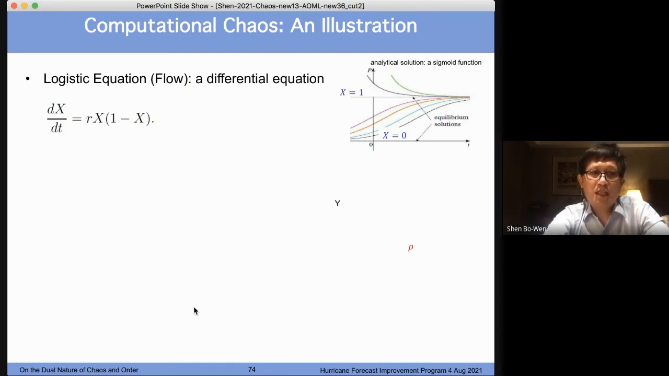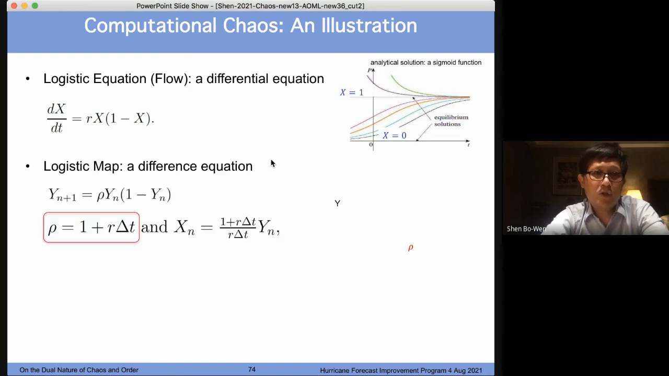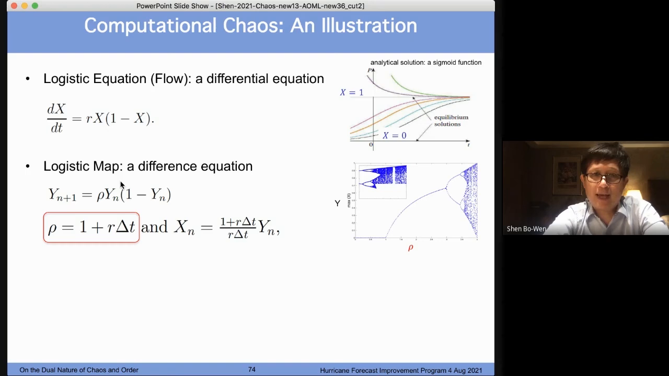We begin with the logistic equation as a differential equation. This system produces analytic solutions without chaotic behavior. The solution approaches a constant. When we apply finite differences, we may convert this equation into a difference equation, which is called the logistic map. As we know, a logistic map produces bifurcation and chaos at a large rho. The rho is a function of delta t. As a result, large rho means large delta t.